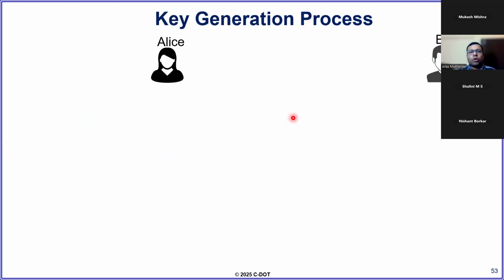I will take a small example of Alice and Bob. Alice and Bob are connected using a quantum channel, a unidirectional quantum channel. That quantum channel is from Alice to Bob, and the classical channel is bidirectional. Please follow this animation so that you can understand how the key is actually generated in prepare and measure QKD protocols.